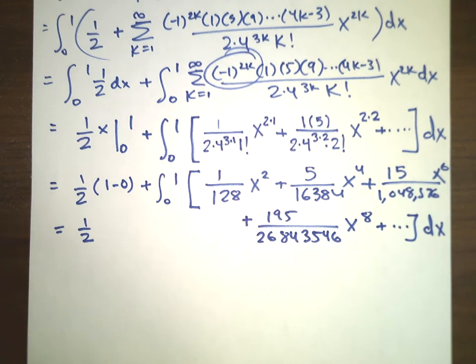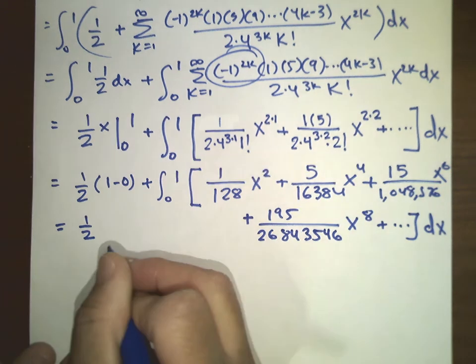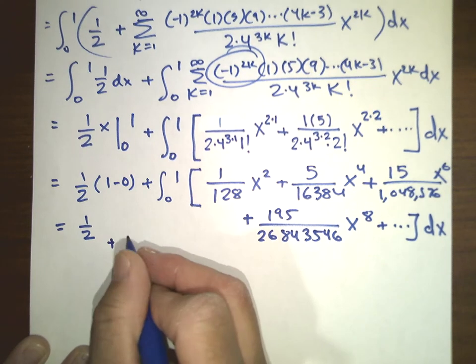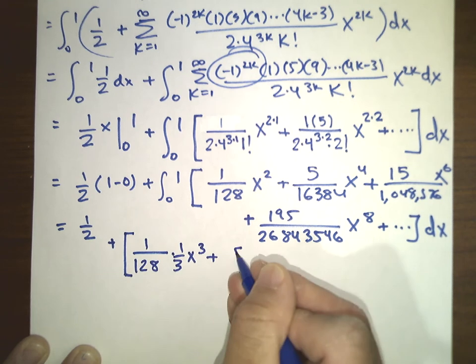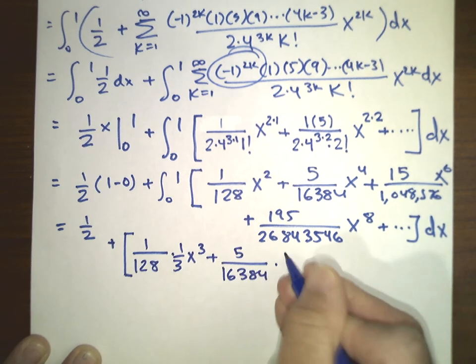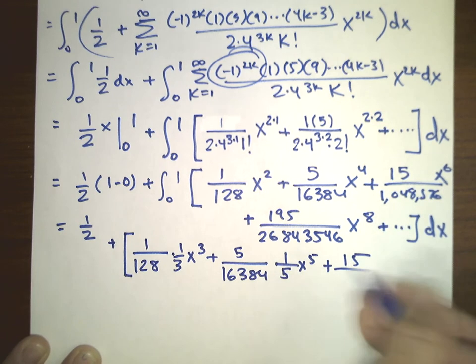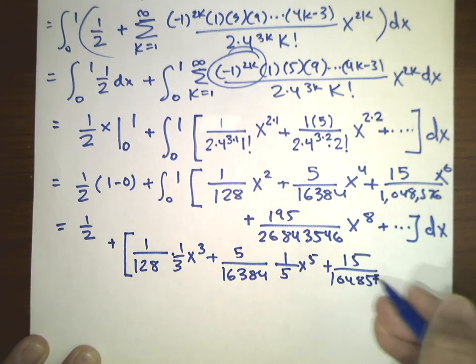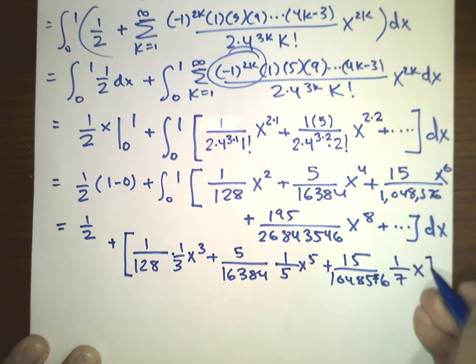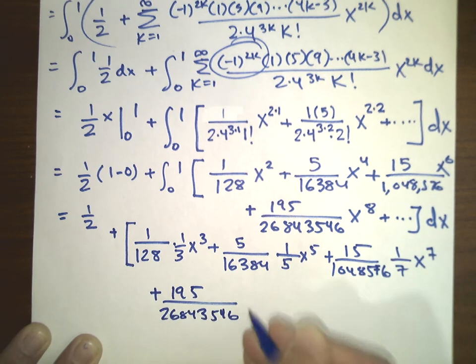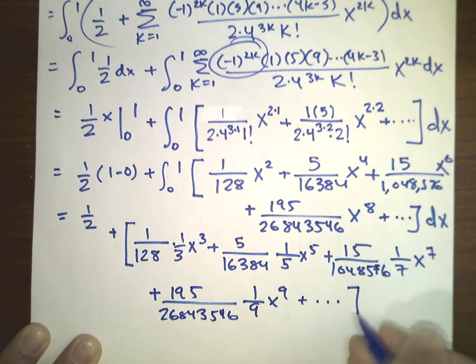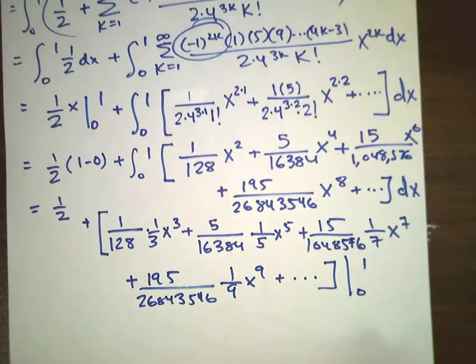All right, dx. Now, let's go ahead and deal with taking the integral, and then we'll evaluate this all from 0 to 1. So this is 1/2 plus, if I take the integral, 1 over 128 times 1/3 x to the third plus 5 over 16,384 times 1/5 x to the fifth plus 15 over 1,048,576 times 1/7 x to the 7th plus 195 over 268,435,456 times 1/9 x to the 9th, and so on. And again, I need to evaluate this from 0 to 1.